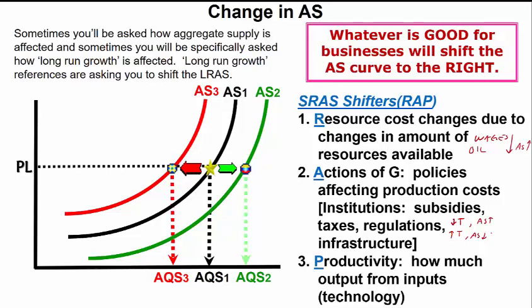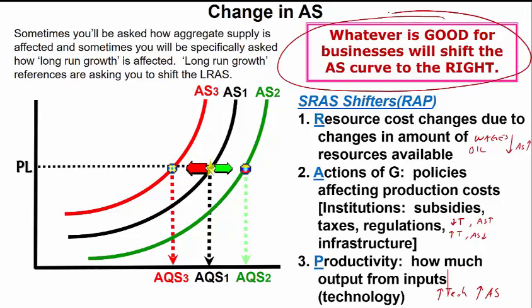So again, we'll look at those a little more closely in a second. And then productivity. This is really referring to technology changes. And the technology allows each worker to produce more goods or services. And so more technology, an increase in technology, means we get an increase in aggregate supply. Alright, bottom line though is this. If you look up at this top right corner, whatever is good for business will shift the AS curve to the right. If something happens that's bad for business, it's going to shift it to the left.